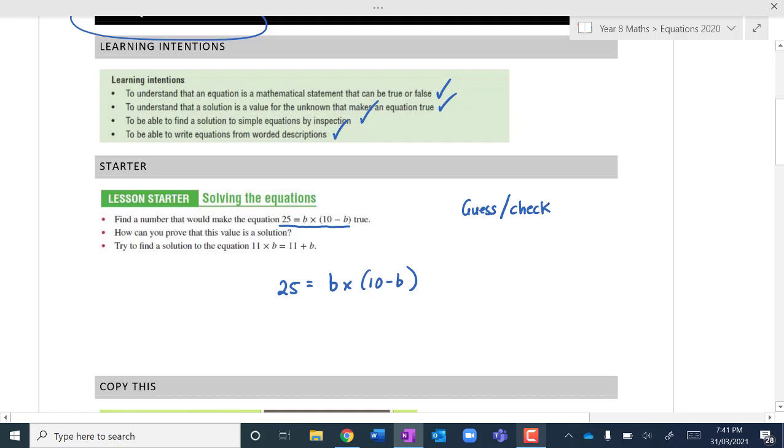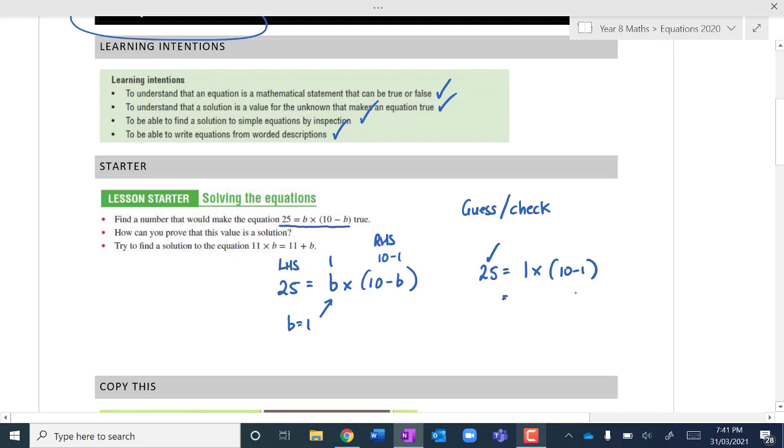Let's say B is equal to 1. If I put B equals 1 in here, we've got 1 times (10 minus 1). Does the left-hand side equal the right-hand side? If I throw in B equals 1, I get 25 is equal to, well, this is a B, so I replace it with a 1. Clearly the left-hand side is 25, but does it equal the right-hand side?